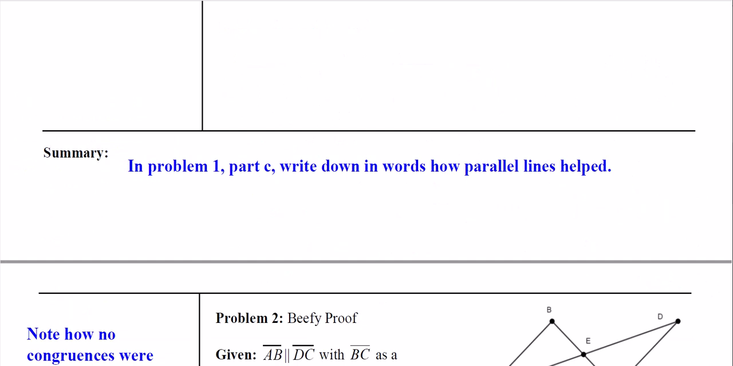I said some important words for part C that you guys didn't write down, so now would be a time to reverse, rewind, replay, and maybe write some of those words down. But in problem 1, part C, write down the words that we used of how the parallel lines helped us, right? I identified those angle pair relationships. You're going to want to put that in your summary.